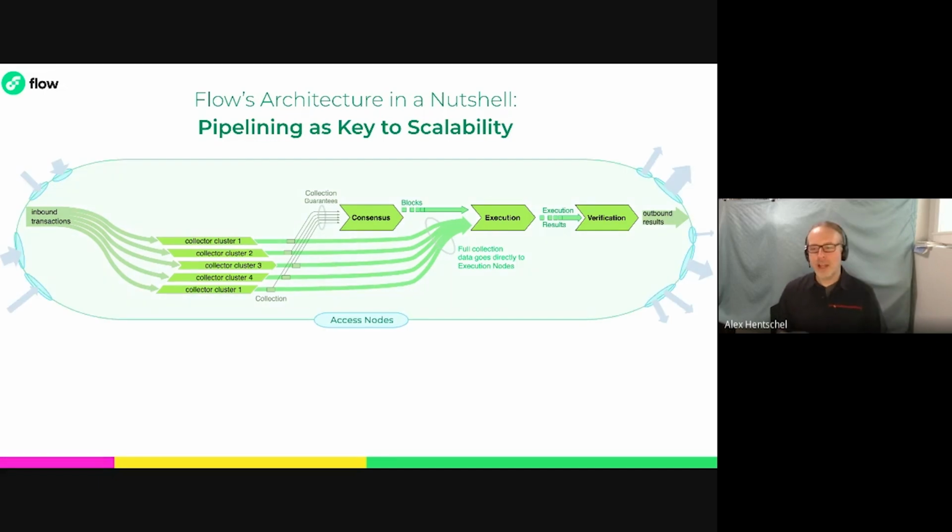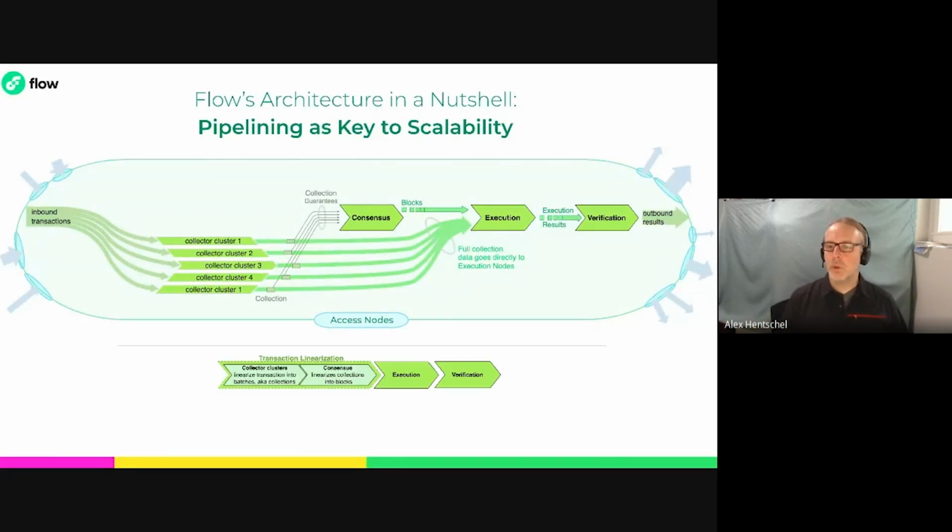So in a nutshell, that's Flow. And on the outside of that entire ecosystem, there's our access nodes, and they're responsible for piping transactions into the system and providing the resulting results to the remaining part of the internet, essentially. So I said earlier that this is a pipeline processing approach.